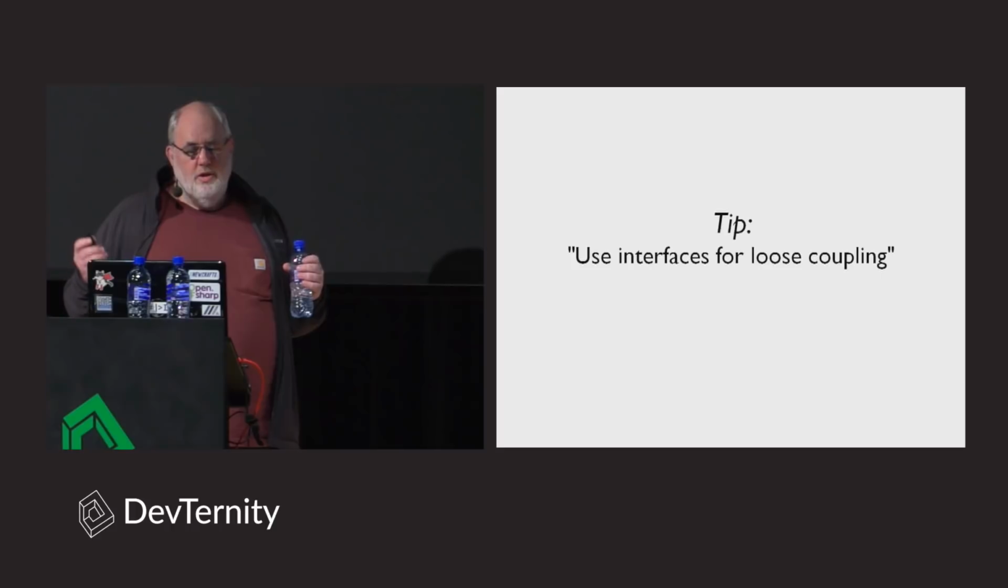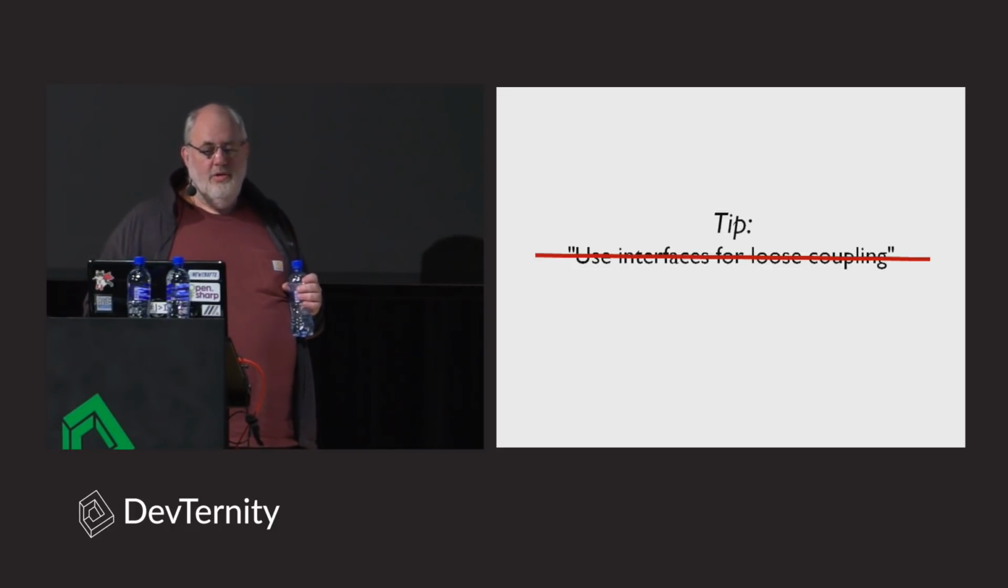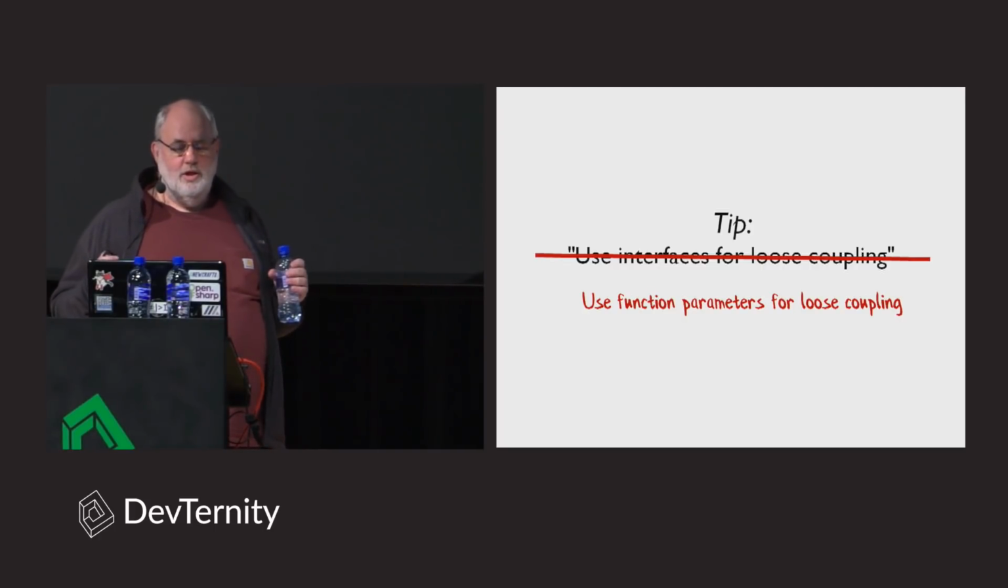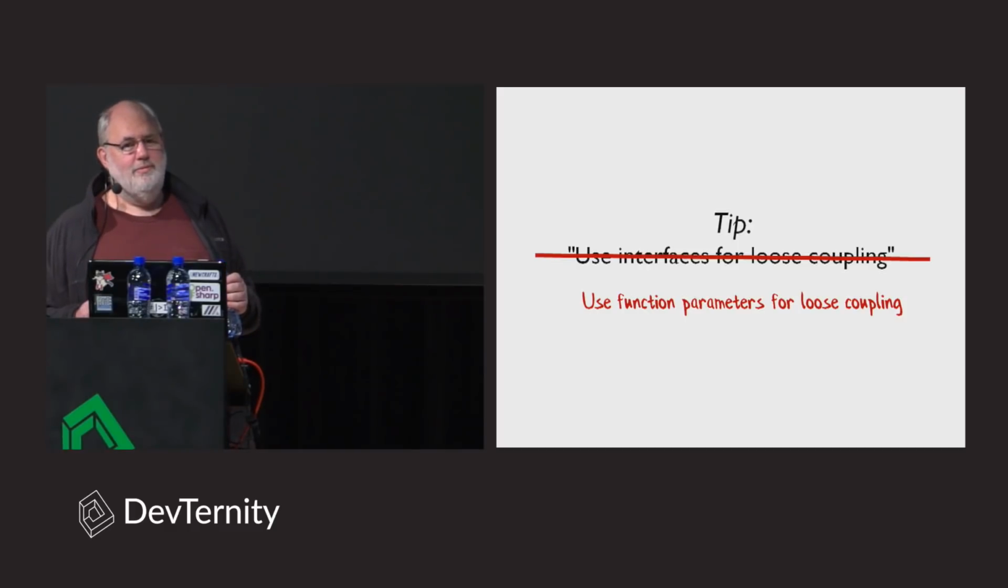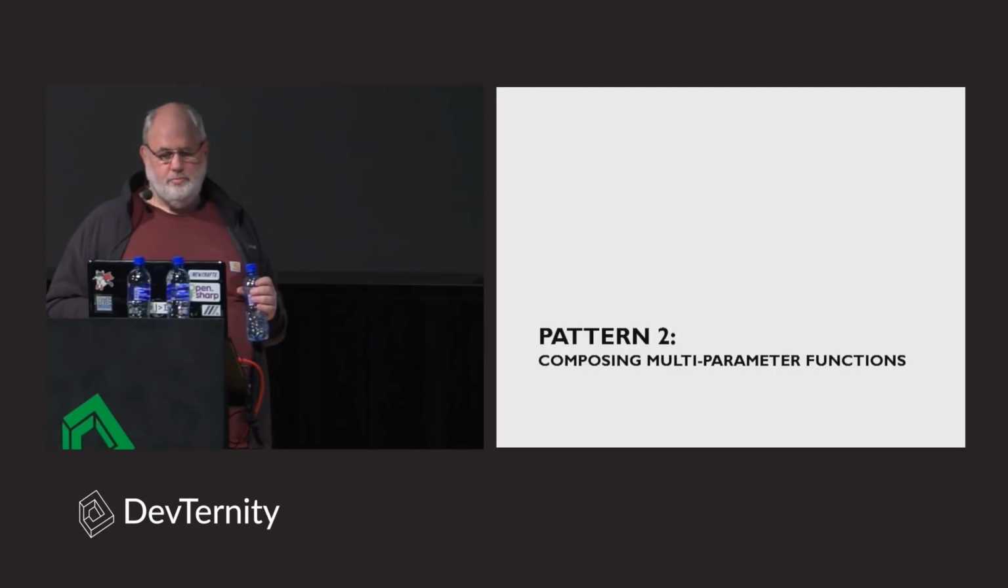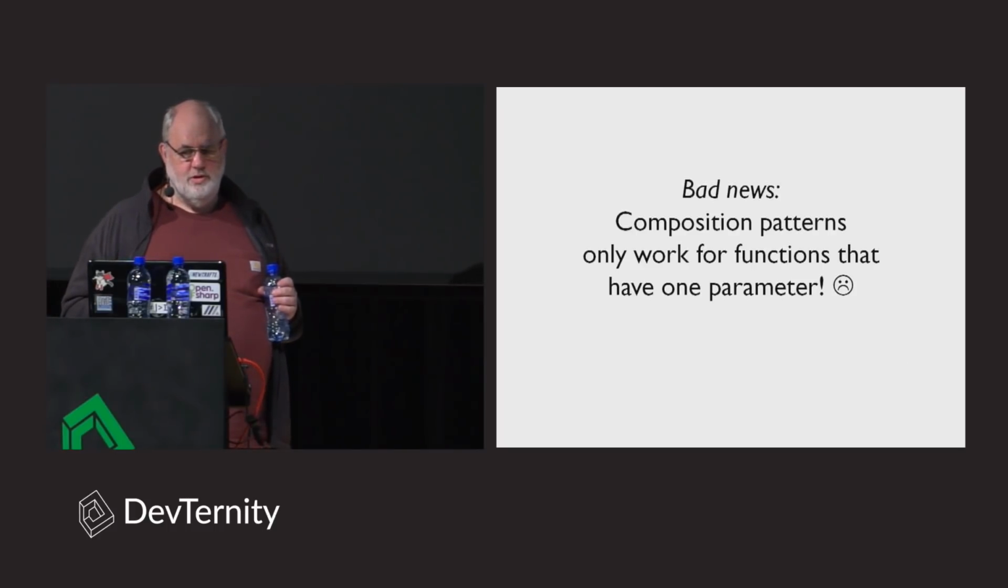People say use interfaces if you want loose coupling, right? Interfaces are great. But if you use functions, you get loose coupling for free. So I would say use function parameters for loose coupling. It's even better. Right, pattern number 2, multiple parameter functions.